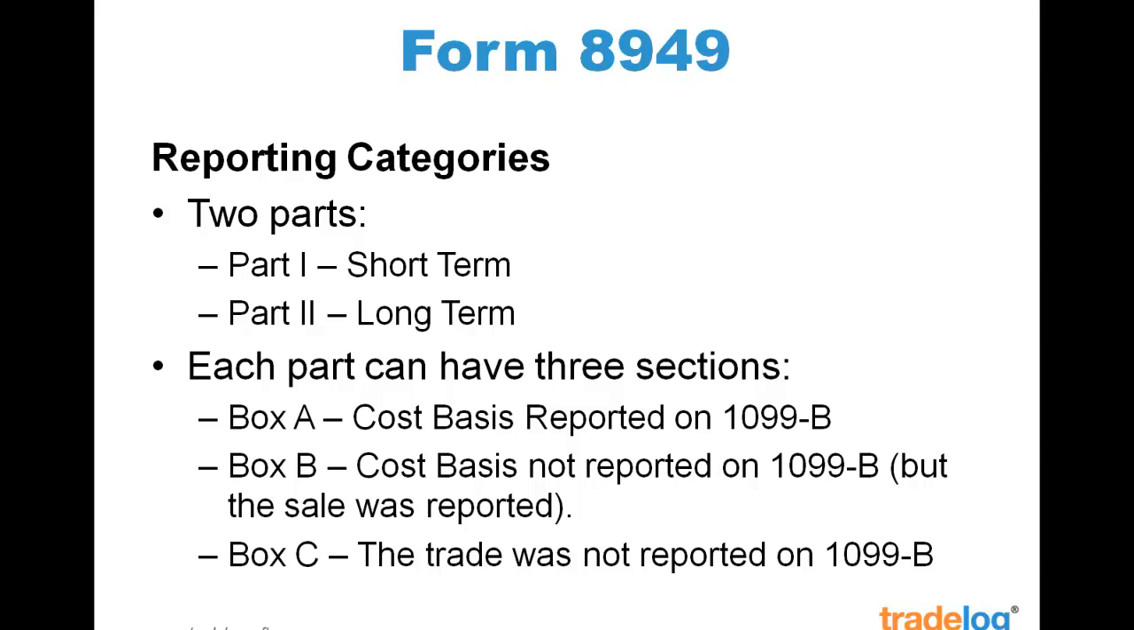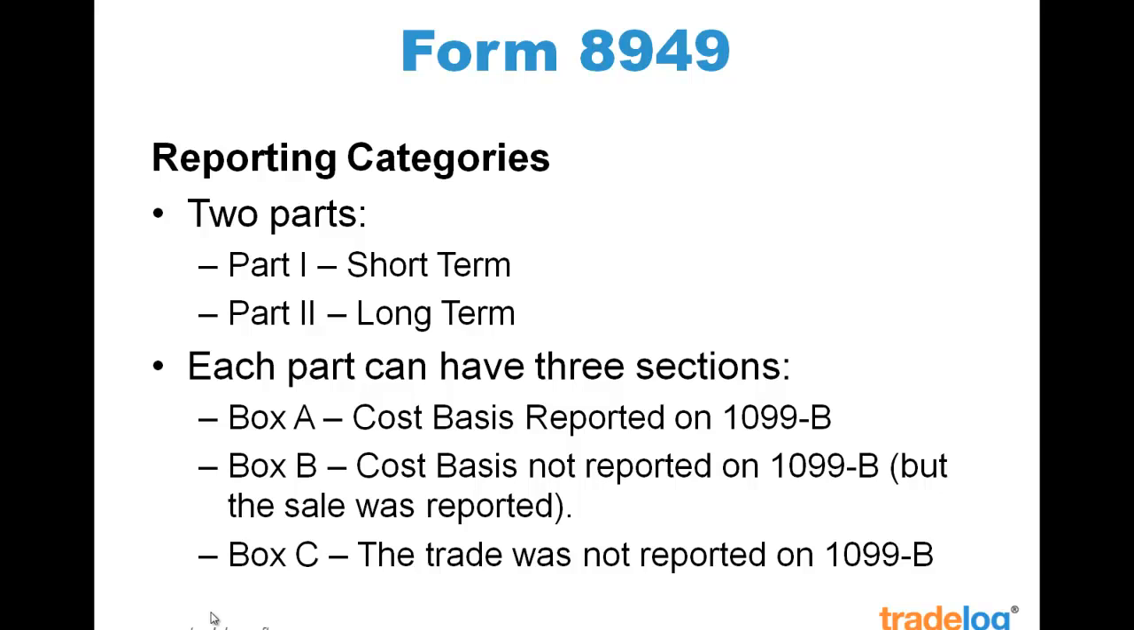Now, understand how your 8949 is broken down. There's 2 parts to the form. You have short-term capital gains and losses, which is part 1. You have long-term, which is part 2. Within each of those parts, there can be 3 sections or boxes. Box A, B, and C.